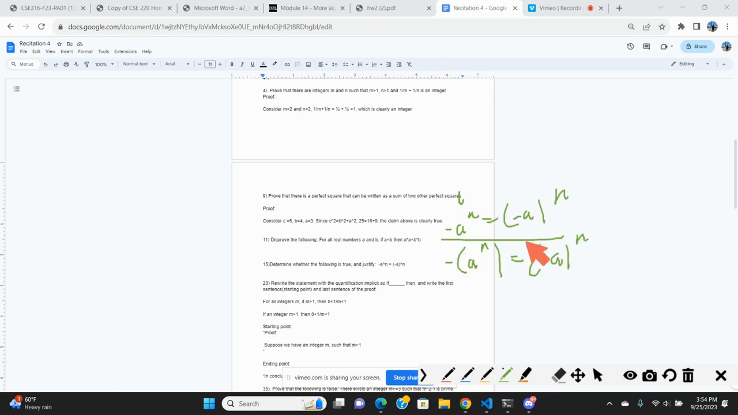And a direct counterexample would be, say, let n equal to 4, then this would be negative a to the fourth is equal to a to the fourth, which is clearly not true, because in this case, it would be the negative of a to the fourth, and a positive is never equal to its negative.